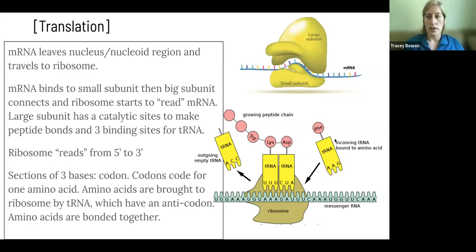And the job of transfer RNA is to bring that amino acid to the A site. Then it's going to shift over. It's going to make a peptide bond with the next amino acid in the P site, and then it's going to exit. And so only 2 transfer RNAs can be in the catalytic sites at the same time.